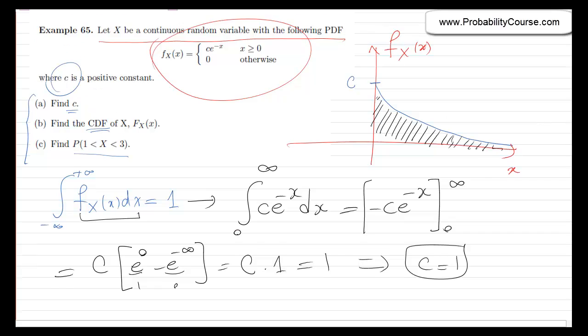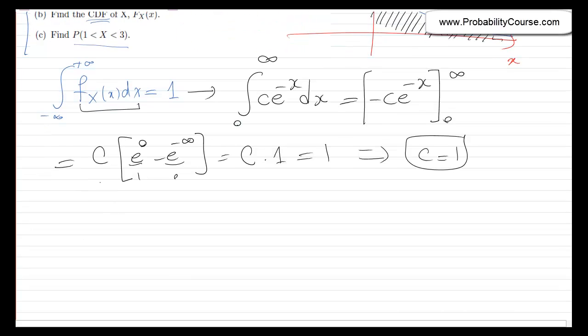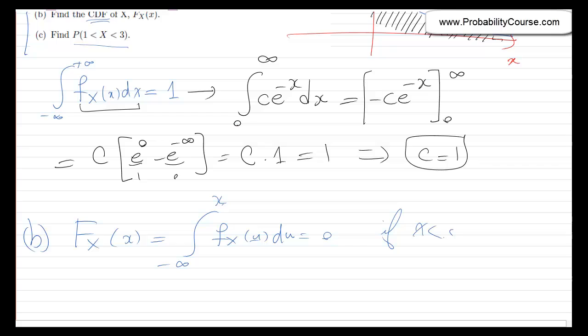We want to find the CDF. How do you find the CDF? We have the PDF. We just integrate it to find the CDF. So fx at any point x is equal to the integral from minus infinity to x of fx of u du. First of all, this is going to be 0 if x is a negative value, because the PDF is going to be 0 for negative values.